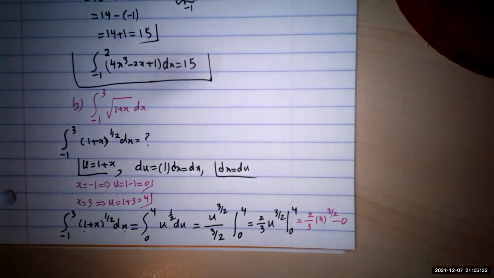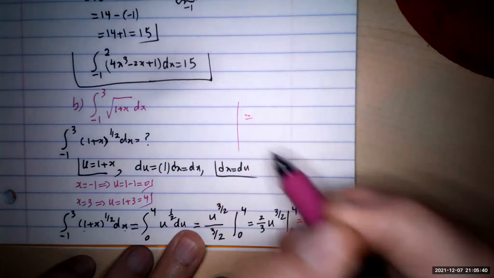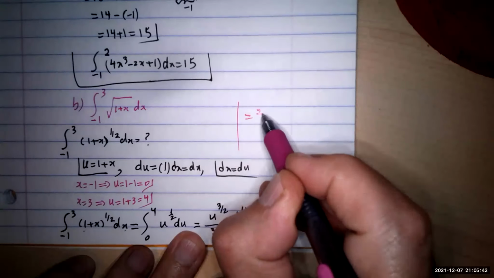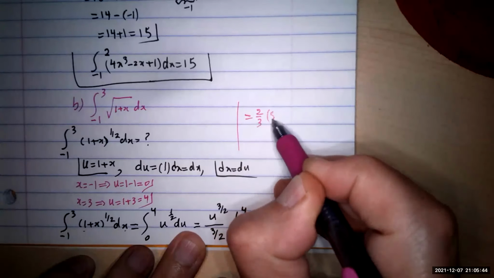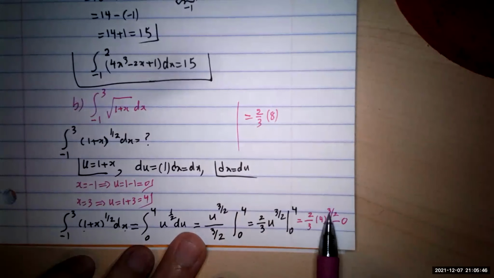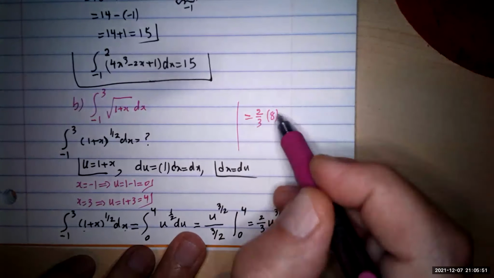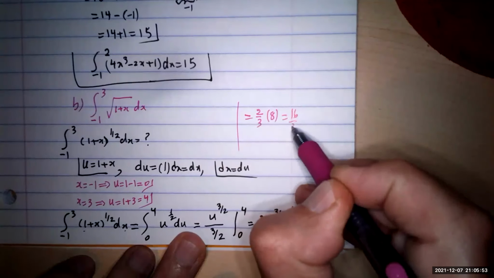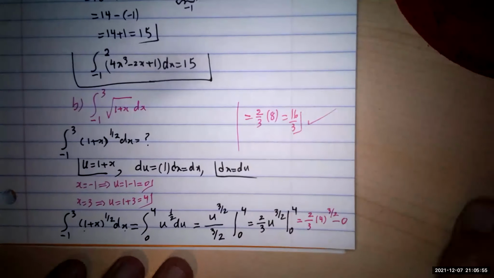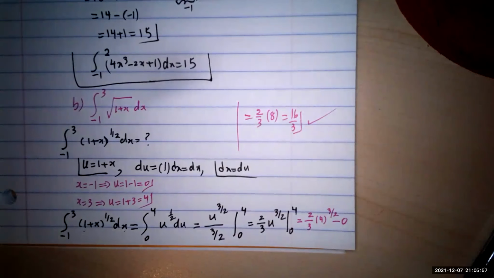4 to the 3/2. 4 to the 1/2 would be 2. 2 cubed would be 8. So I put it on the top. It's going to be 2/3 times 8. 4 to the 1/2 is the radical 4, which is 2. 2 cubed would be 8. So the result would be 16/3, the final answer. Okay, any question?